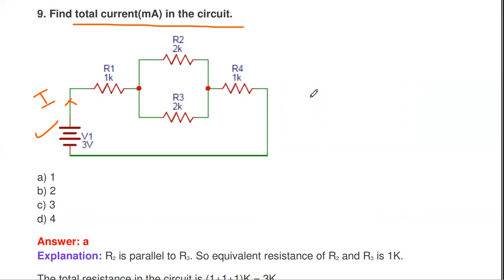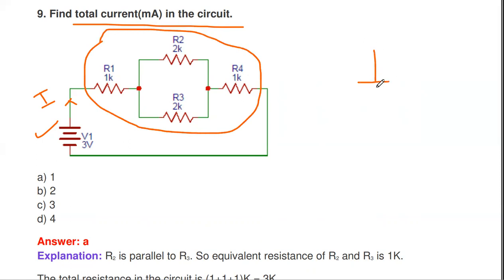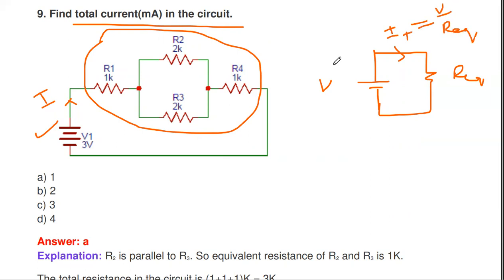So in order to find out the total current I, first we have to reduce these 4 resistances into one single resistance. So we have to reduce this circuit into one single equivalent resistance. After reducing to the equivalent resistance, if this is the voltage V, the total current I is calculated as the ratio of V divided by R equivalent. Okay, this is the technique.